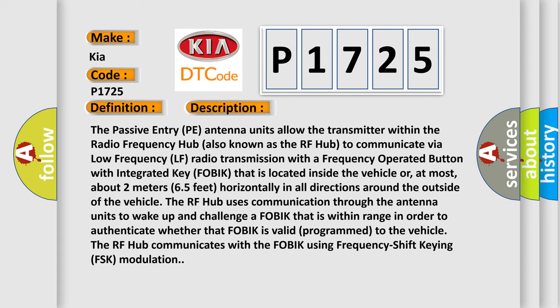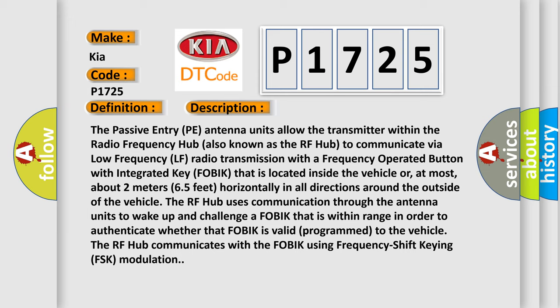The passive entry PE antenna units allow the transmitter within the radio frequency hub, also known as the RF hub, to communicate via low frequency LF radio transmission with a frequency operated button with integrated key FOBIK that is located inside the vehicle or, at most, about 2 meters (6.5 feet) horizontally in all directions around the outside of the vehicle. The RF hub uses communication through the antenna units to wake up and challenge a FOBIK that is within range in order to authenticate whether that FOBIK is validly programmed to the vehicle. The RF hub communicates with the FOBIK using frequency shift keying FSK modulation.